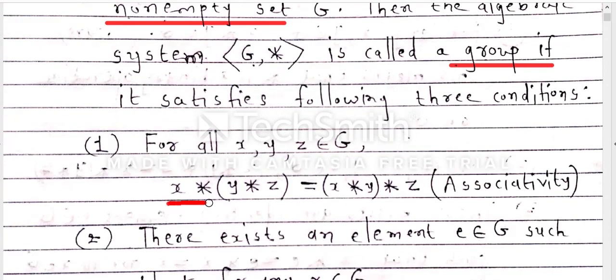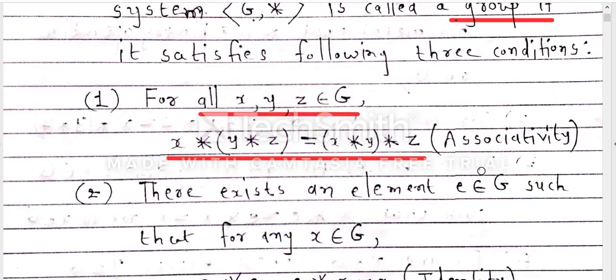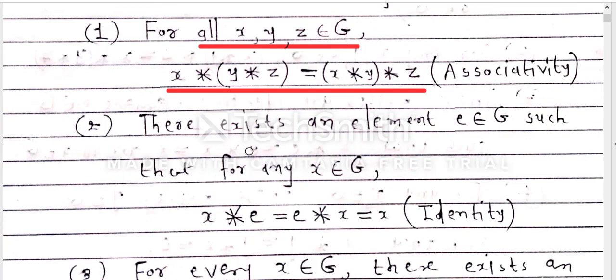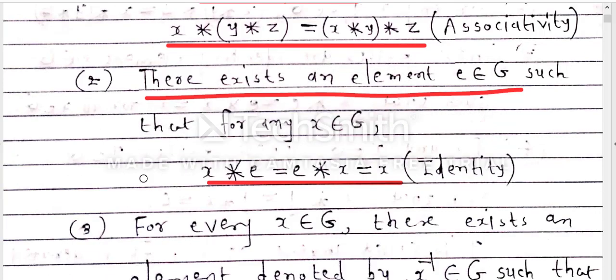First requirement is associative property. You know how to check associative property. For all x, y, z in G, you must have this property. Second requirement is there must be an identity element in G. So x star E must be equal to E star x equal to x for all x in G, and this element E is called identity. It must be a unique element.